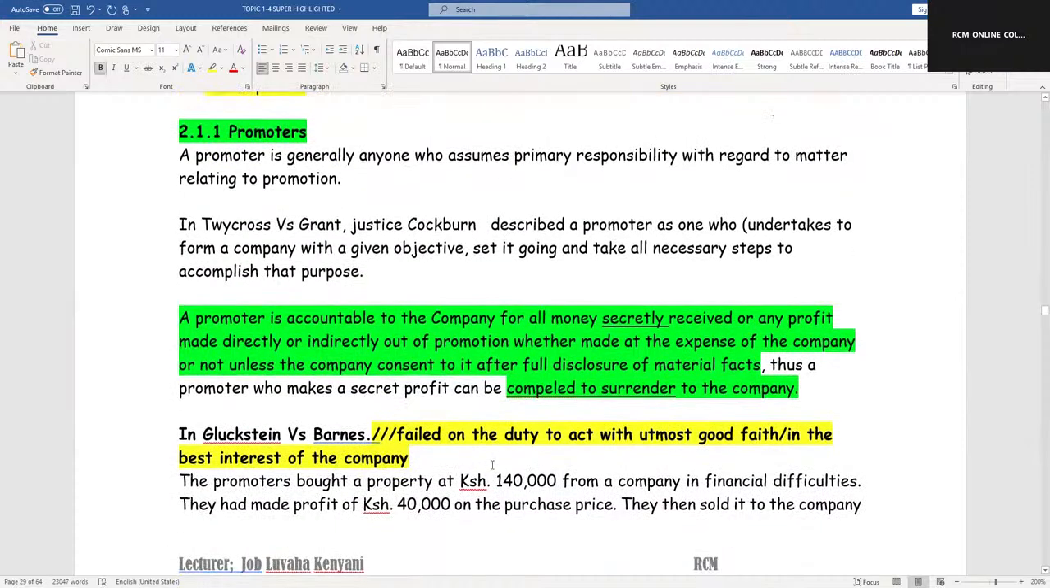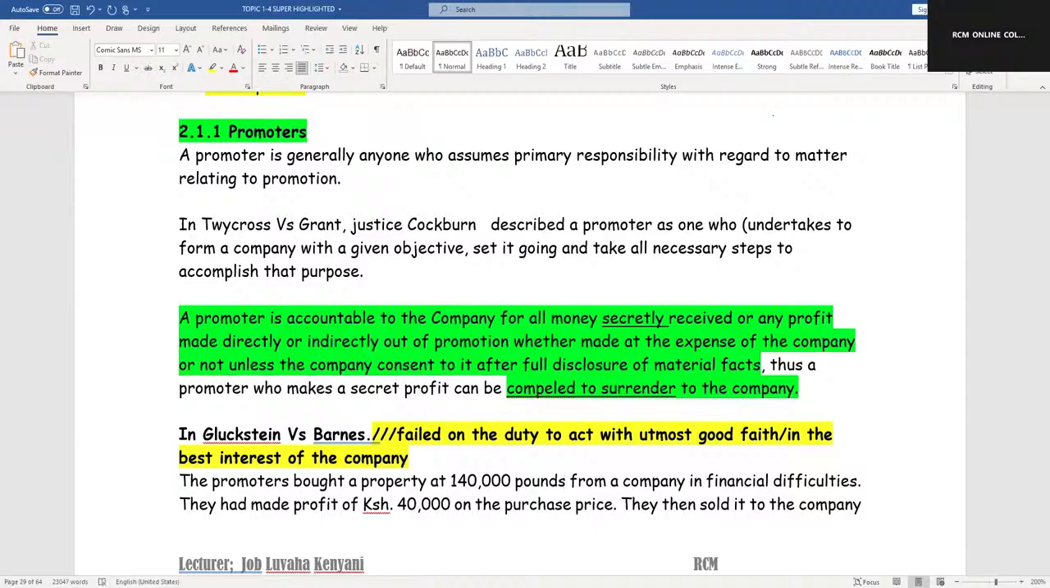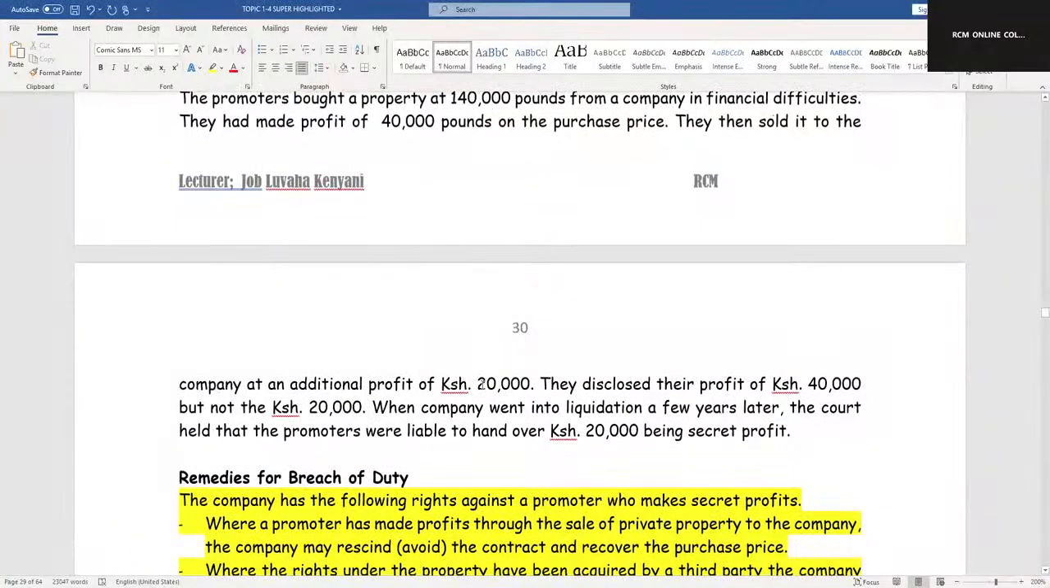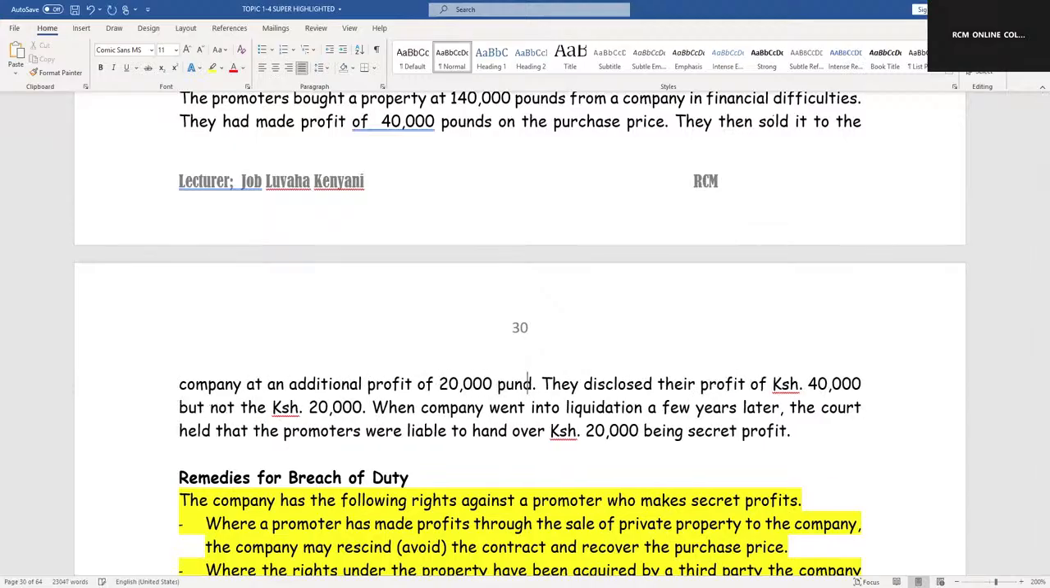It is explained by this case law here, Gluckstein versus Benz. What happened? The promoters of the company bought a property for 140,000 pounds from a company in financial difficulties. They made a profit of 40,000 pounds on the purchase price. They then sold it to the company at an additional profit of 20,000 pounds. They made a profit when they were selling this asset to the company.